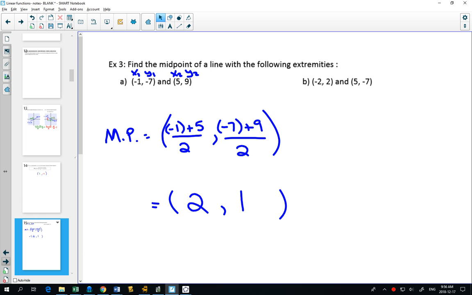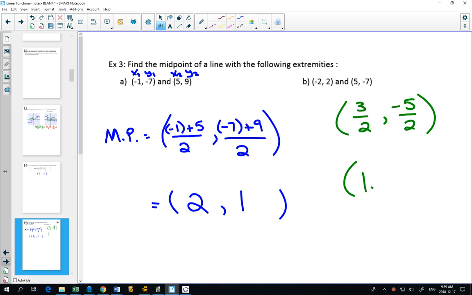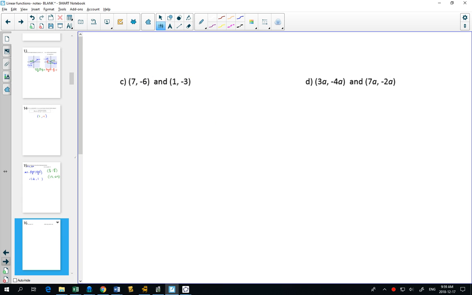I'd like you to try B and C, and then we'll do D together. So you could either leave your answer with fractions like this, or change them to decimals like that. For C, were you able to get your answers to be 4, -4.5?